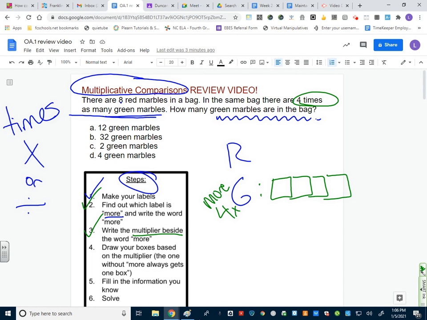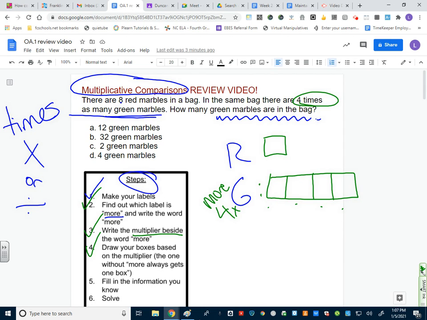That's okay. So let me draw those 4 boxes again so they're a little more clear. I'm actually going to draw a long rectangle this time and then split it into 4 parts. There we go. So the green marbles is 4 times as much as the red marbles. So I'm going to put 1 box by the red marbles and then I'm done with my boxes. I've shown that the green is more. I've shown the green is 4 times as much as the red.